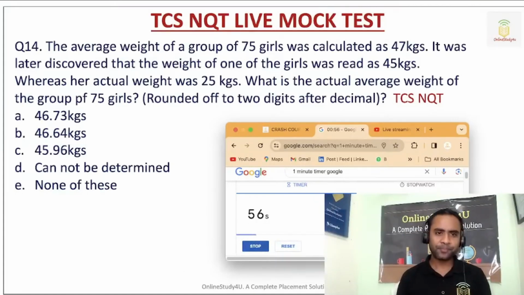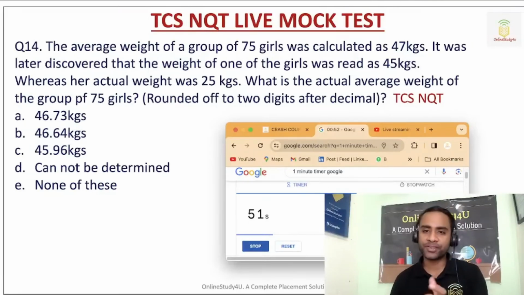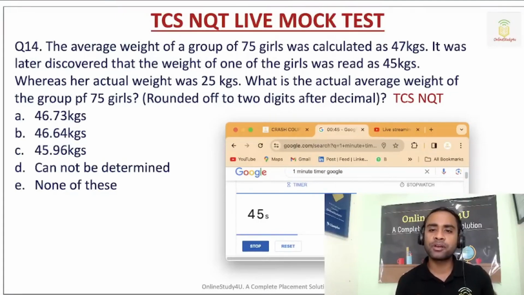The average weight of a group of 75 girls was calculated as 47 kgs. It was later discovered that the weight of one of the girls was read as 45 kgs, where her actual weight was 25 kgs. What is the actual average weight of the group of 75 girls? You have another 33 seconds.